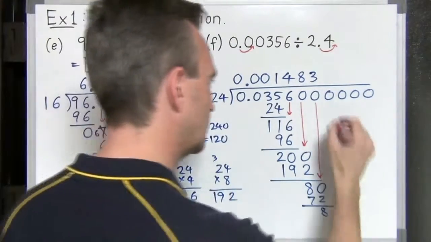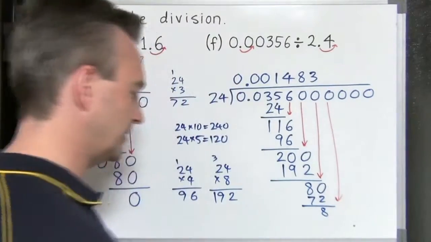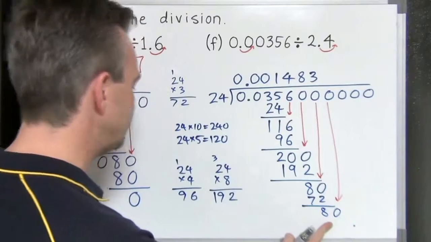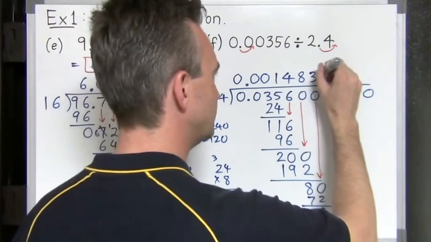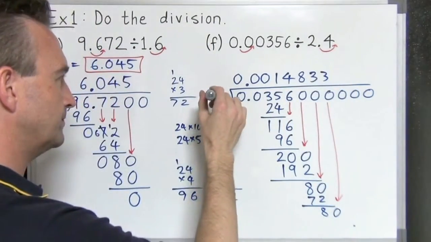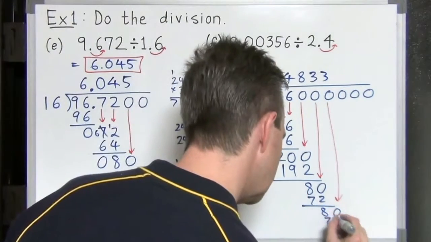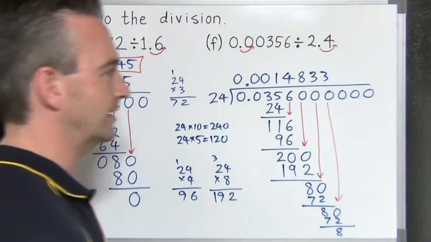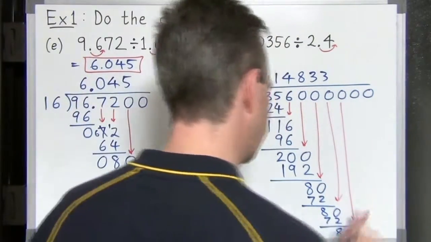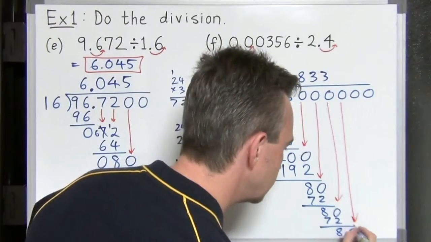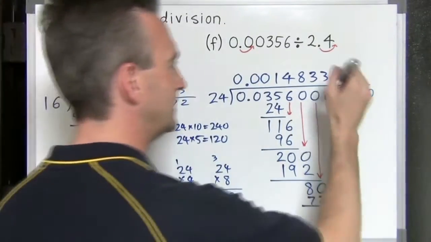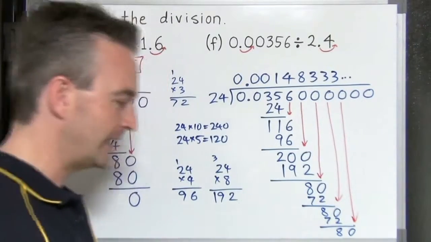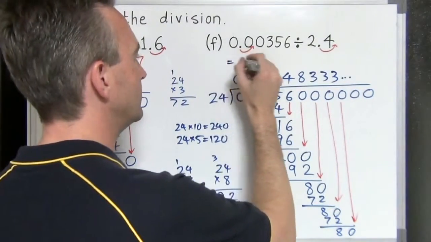24 into 8 does not go, as it should not. Bring down another 0. I think this is going to repeat now. 24 into 80, we just had that. The answer is 3. 3 times 24 is 72. Which is going to give us 8 again. And it's going to keep repeating, okay? We're going to have to bring down another 0 here. Becomes 80, and we're going to be dividing by that again, giving us 3 again, and that's going to go on and on forever.